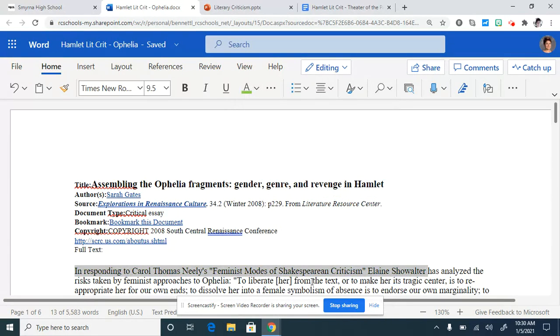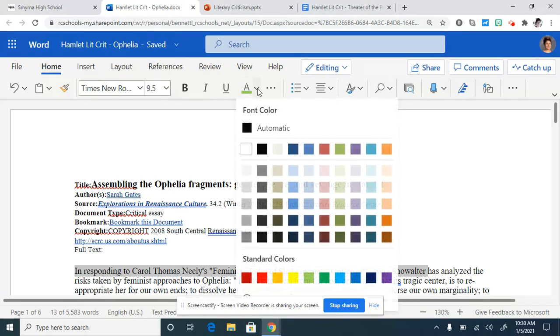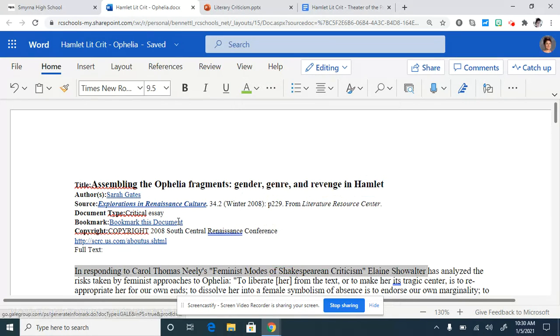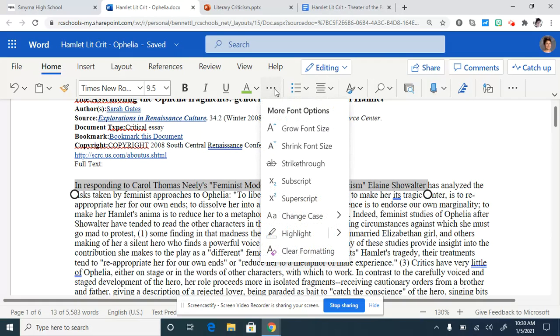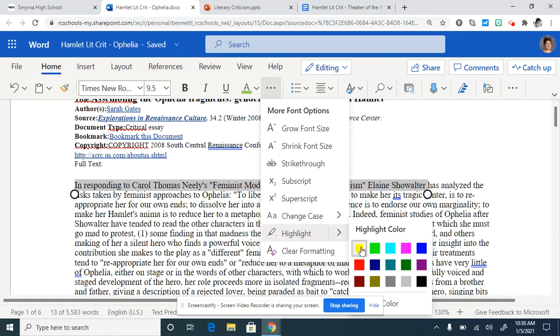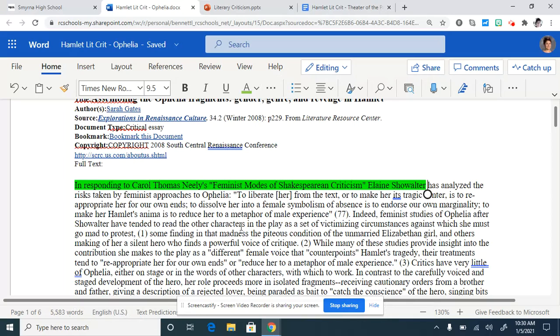Now, that is not what I wanted to do. I wanted to highlight. It's not letting me highlight. That's weird. And so I'm going to highlight it green to be literary review.